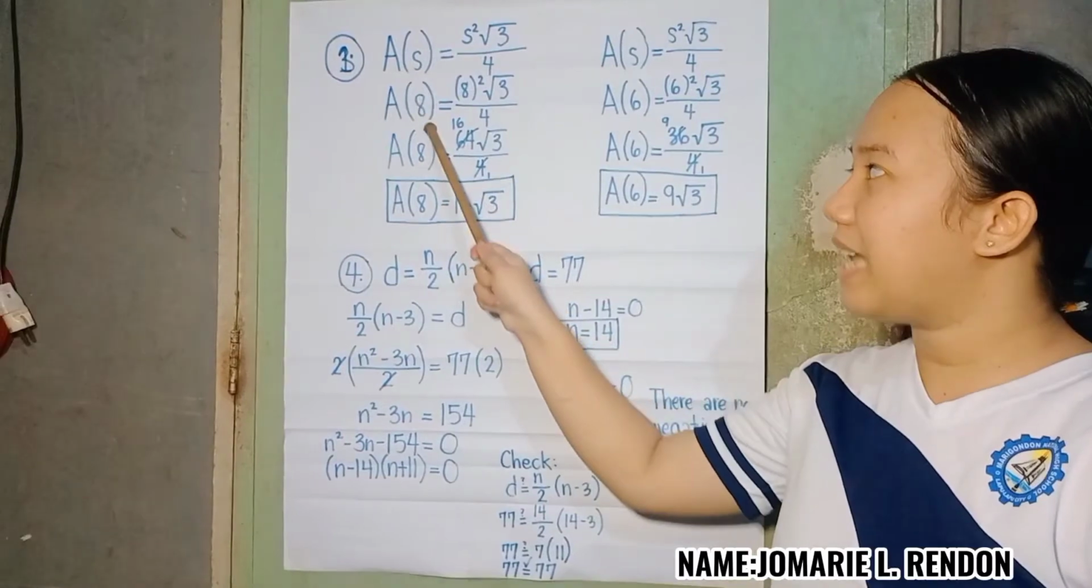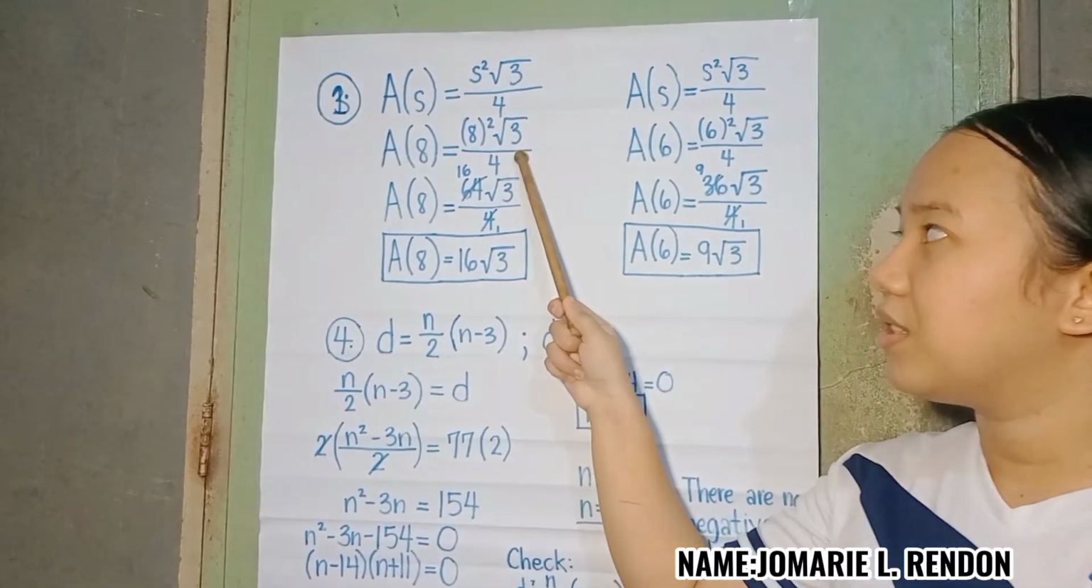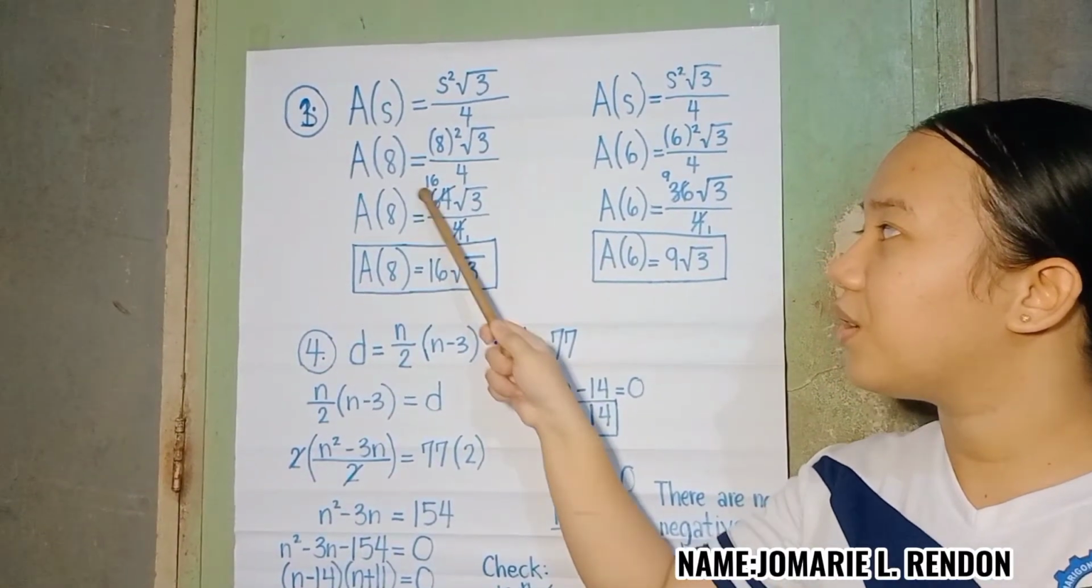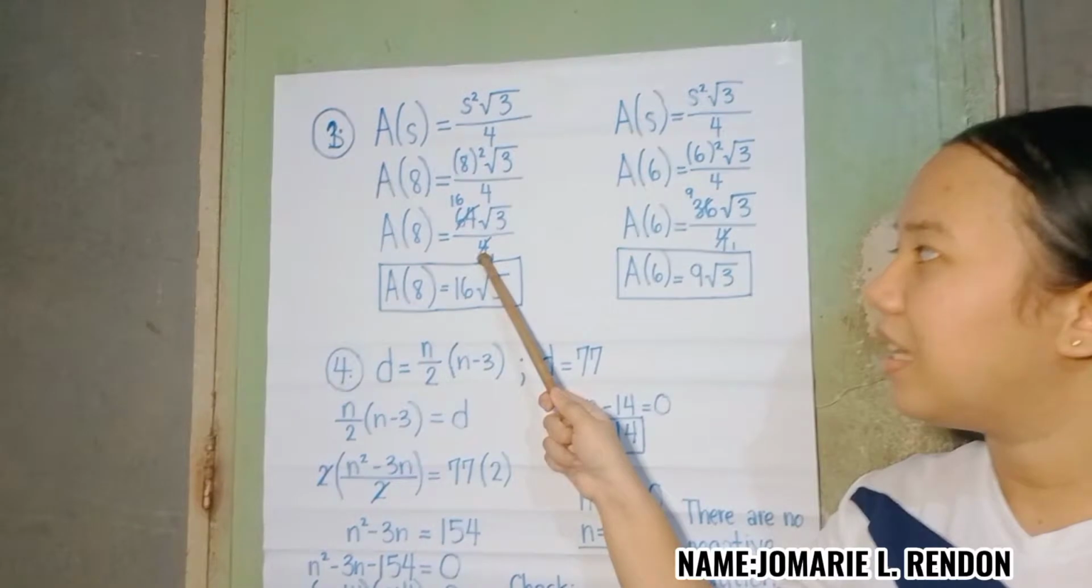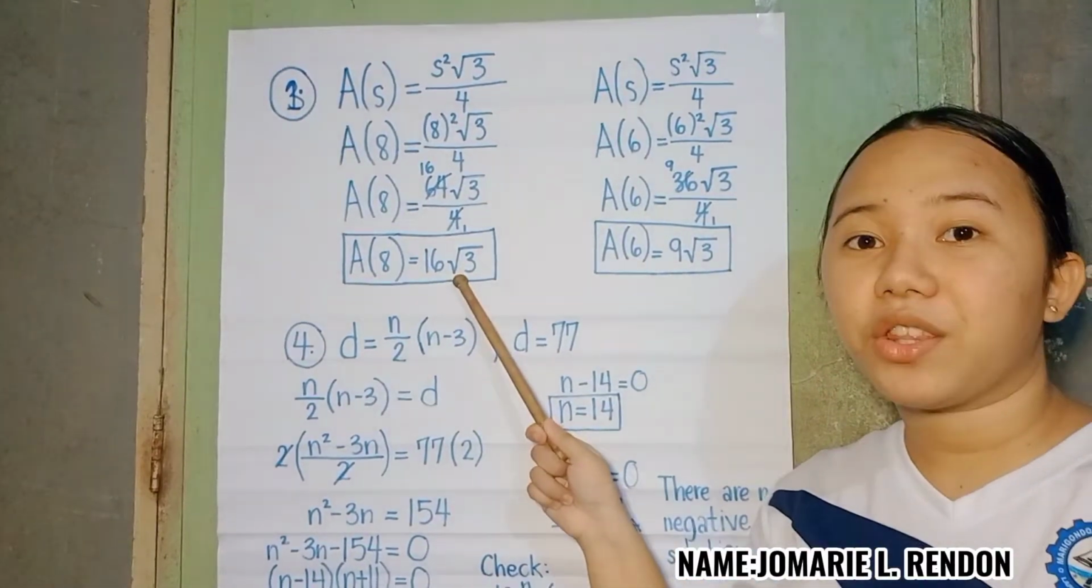So the side is 8. 8 squared times square root of 3 over 4. So we got 64 square root of 3 over 4. So we just need to cancel it, and we can come up with the answer 16 square root of 3.